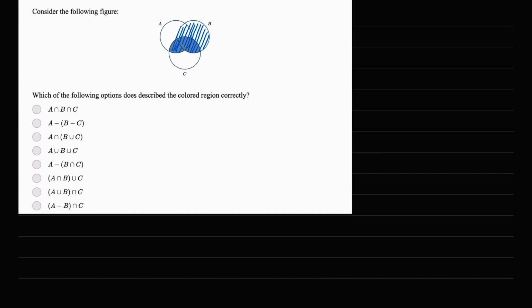So what I am doing now is I am coloring for you. I have to be a little bit more careful. I am coloring actually A union B. So this part is nothing except A union B. Now, this blue region is A union B. I want to intersect it with C. It means that I need to find the overlap between the circle representing C and the blue region that I just did for you.